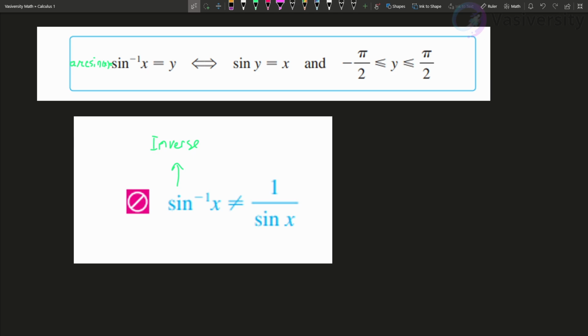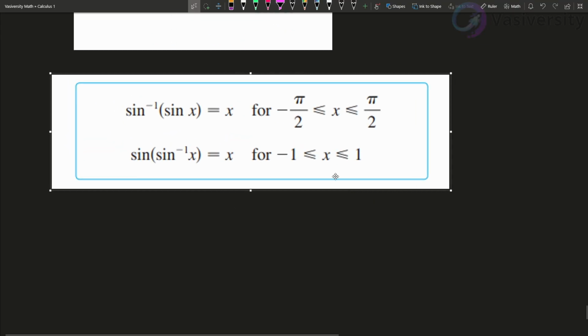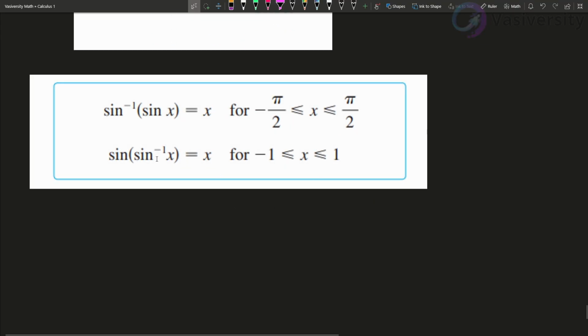Okay, but sine has the same properties as all of the inverse functions, right? So we can have sine of inverse sine of x is equal to x in the domain of it, and inverse sine of sine of x is equal to x in the range of x here, both ranges of x.